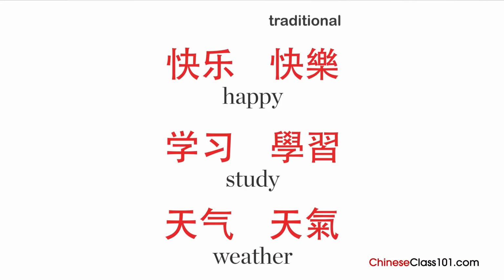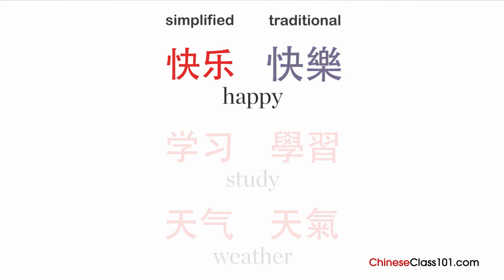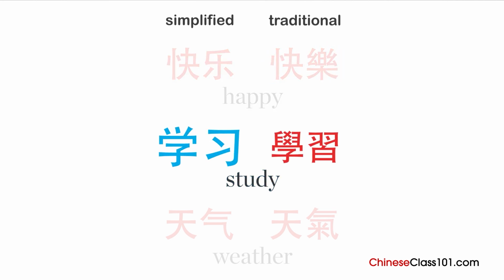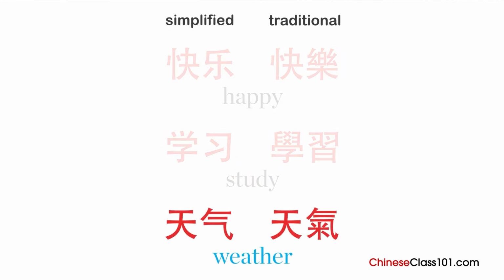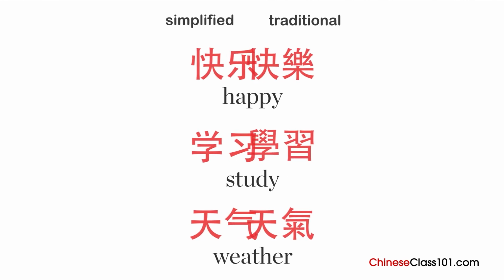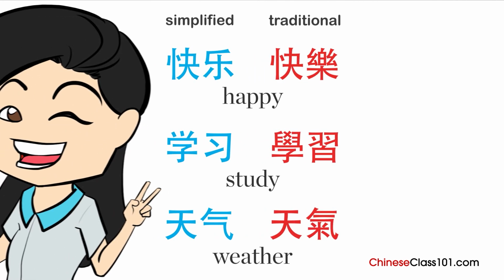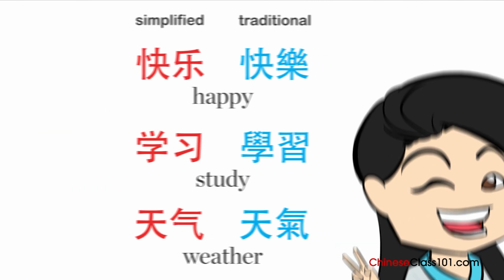Let's look at how traditional Chinese and simplified Chinese are different from each other. Happy, 快乐, 快樂. Study, 学习, 學習. Weather, 天气, 天氣. Due to the similarities between the two writing systems, someone who is familiar with one writing system may be able to decipher characters in the other.